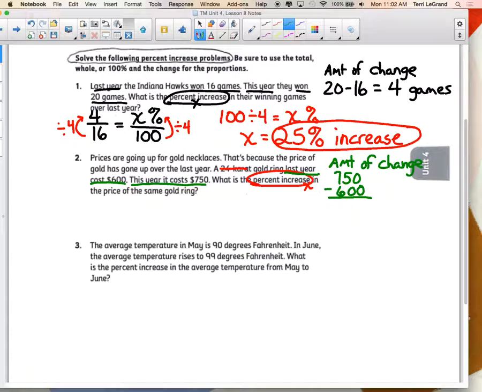So how much did this change by? Class? $150. This is the amount of change right here. It went up $150, so we should expect a percent that we're going to call an increase. So we start with 150 up. What's underneath it? What did it start at? 600 last year. We're looking for the percent it changed.